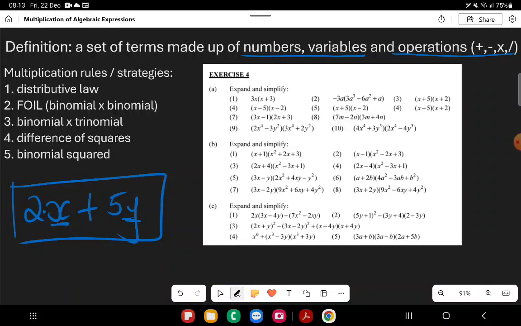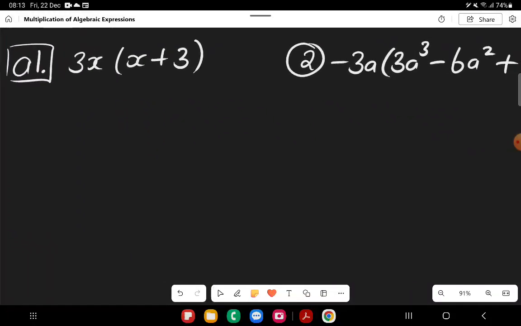So in today's video, we're going to do exercise 4. This video in particular, we're only going to do A. And for A, we are going to look at the distributive law and FOIL. In our second video, we'll do B. And in our third video, we will do C. So what you can do right now is pause the video, try the exercises, and then when you are done, you can press play and we can do them together. Let's get started.